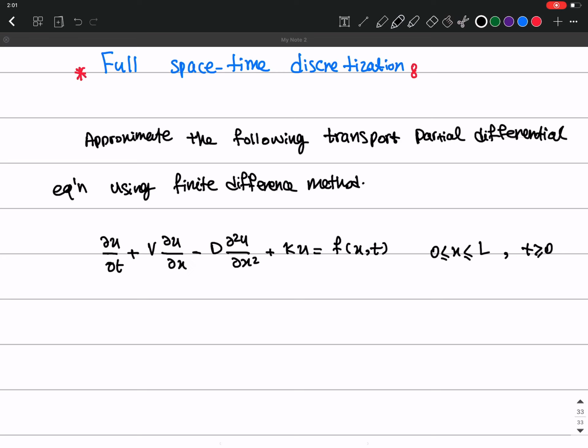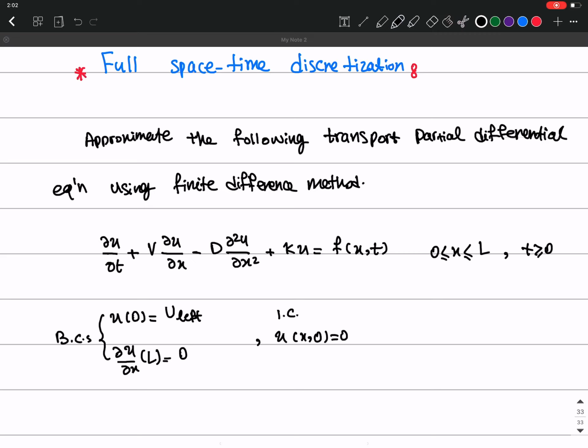The boundary conditions of this problem are u at 0 is a given number, like u left, for example. For the right boundary condition, I'm going to use partial u over partial x at L is 0. So these are the boundary conditions. And u(x, 0), which is the initial condition, is given to be 0. So this is the problem I want to solve.